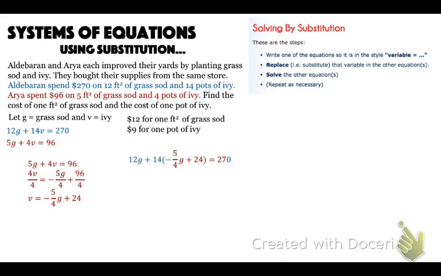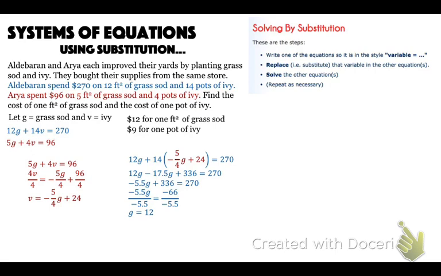Then I'm going to plug it into the blue equation. So 12g plus 14 times negative 5/4 g plus 24 equals positive 270. If you distribute that in, you get 12g minus 17.5g plus 336 equals 270, which is negative 5.5g plus 336 equals 270. Subtract that 336, you get negative 5.5g equals negative 66. Divide by that negative 5.5, you get g equals 12.